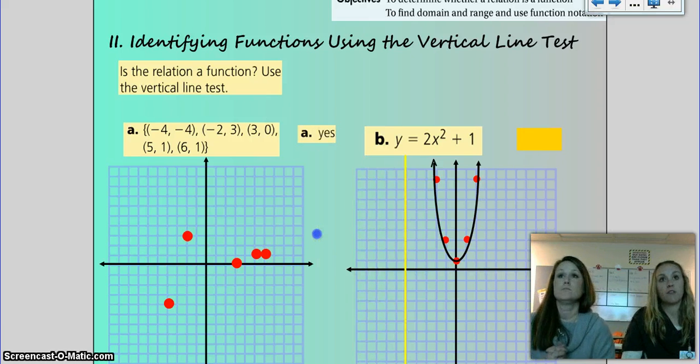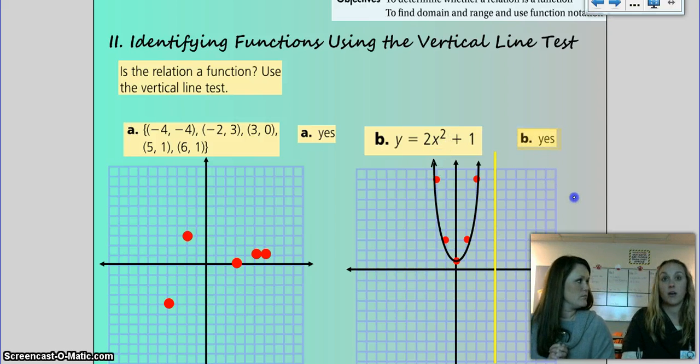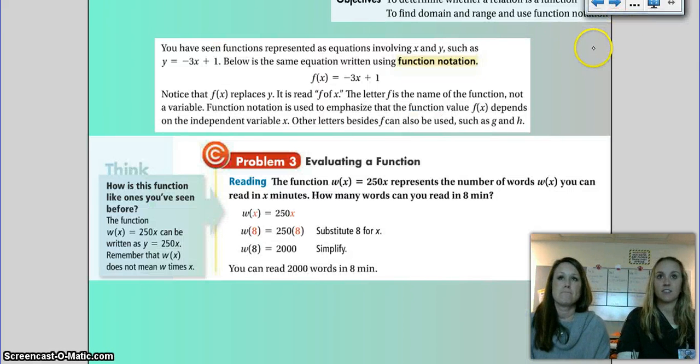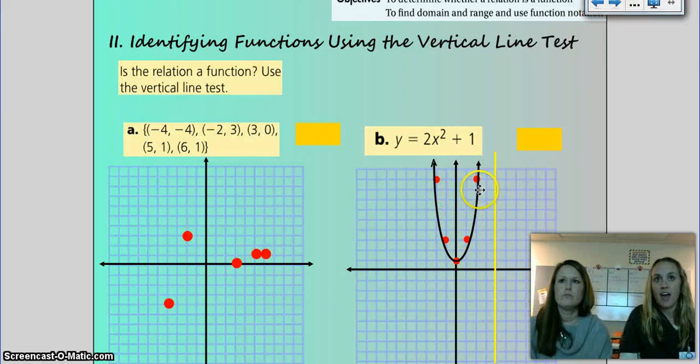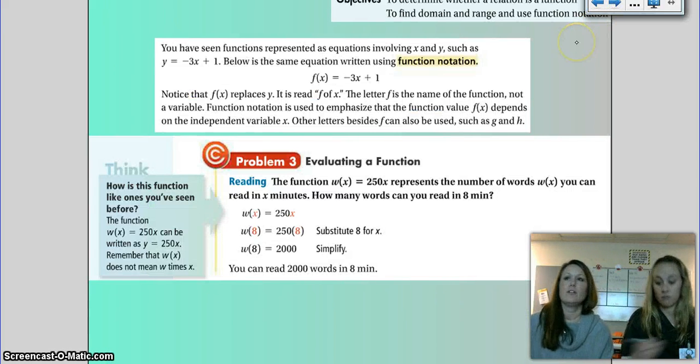So let's do it here now. 1 point, 1 point, 1 point. Oh man, that was close though. I kind of thought it wouldn't be. But it still was a function. Only 1 point. So it's just that easy. If we would have had another point right here, let's say, then that's when you can see it's not a function. It's hitting 2 spots.